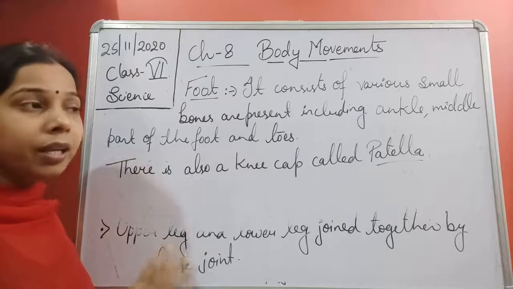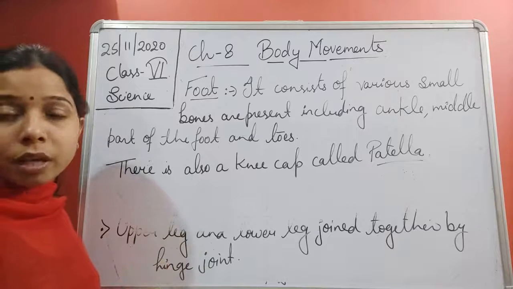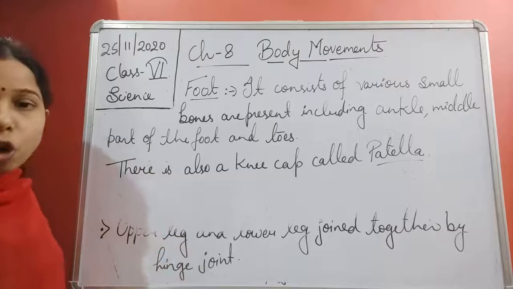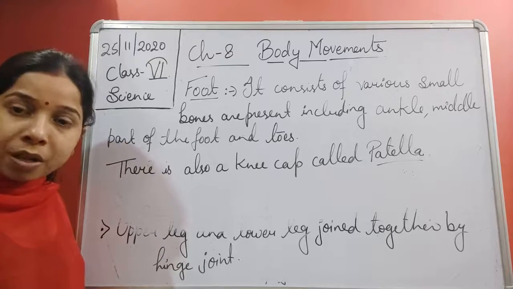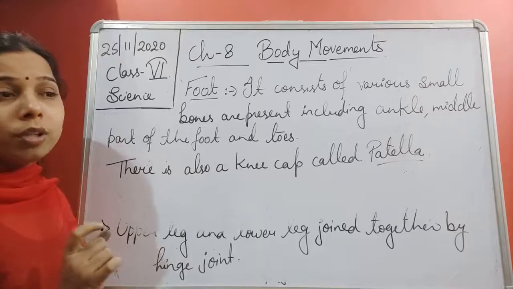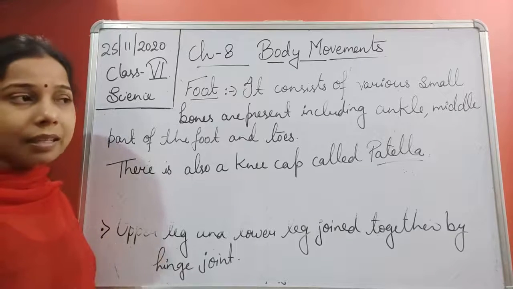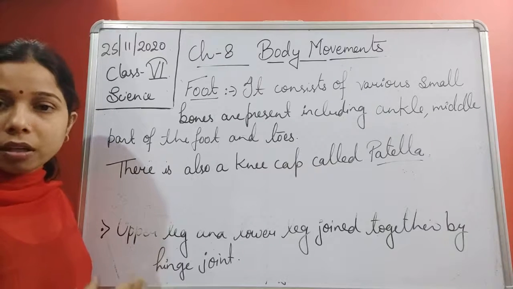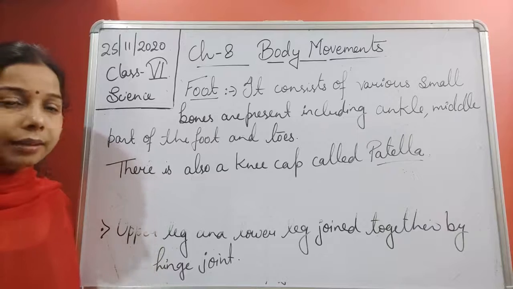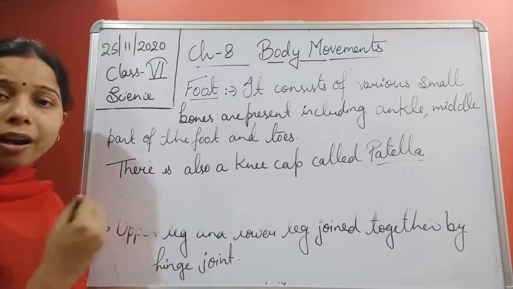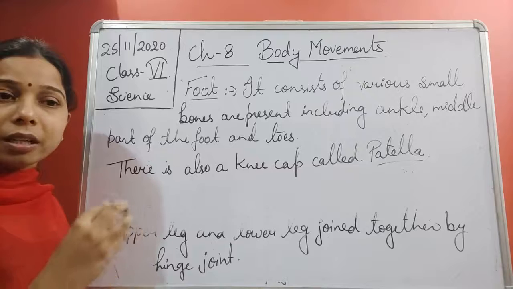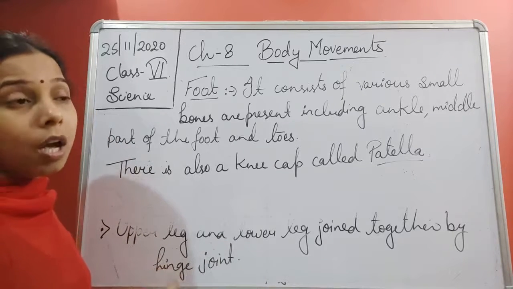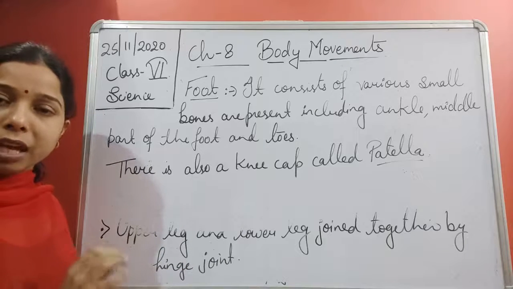And finally, there is the foot. The foot is also divided into various bones. It means the various bones join together to form the foot. Now if you look at the foot, there is the ankle, the middle part of the foot, and the toes, which we call the fingers of the legs. So these small bones join together and ultimately form the foot.